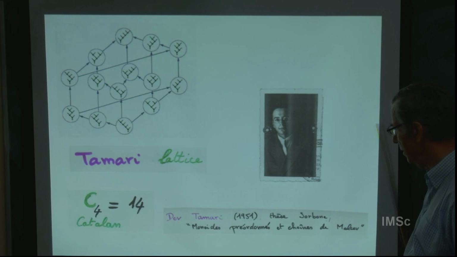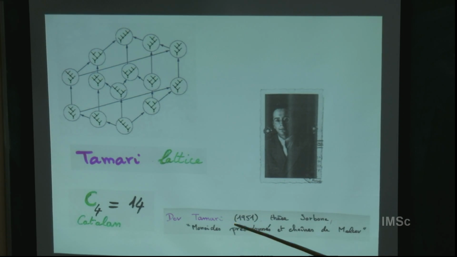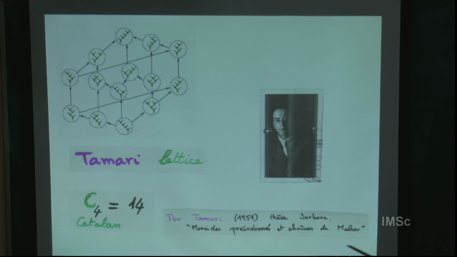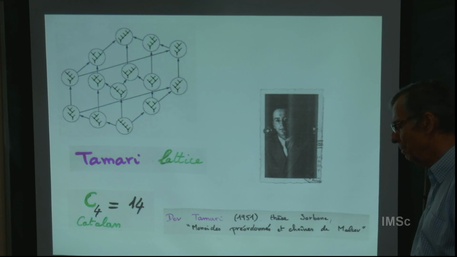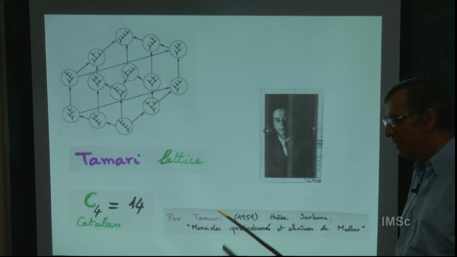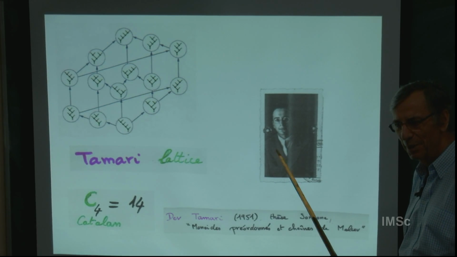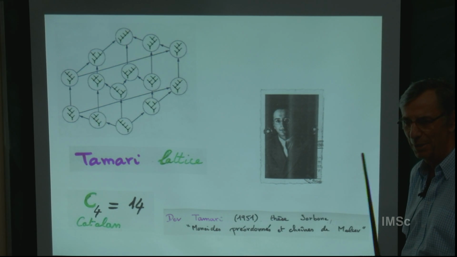So this is Tamari, and he introduced it, not in terms of trees, but in terms of parenthesis systems, in 51, in French, monoïde préordonné et chaîne de Markov. He was a German during the war with the Nazis, and he escaped from Germany, and he changed his name to Tamari.